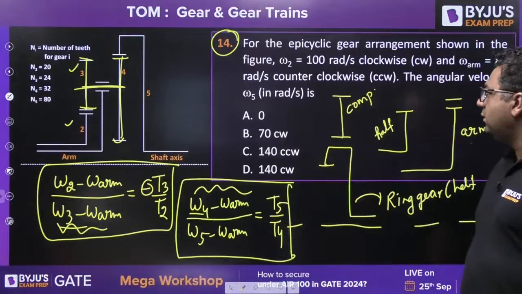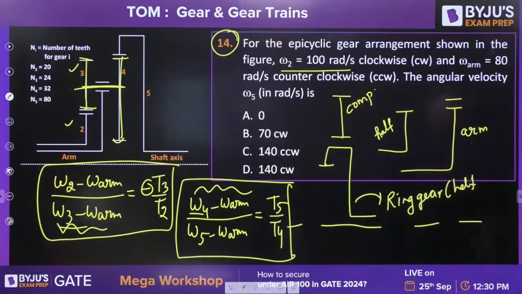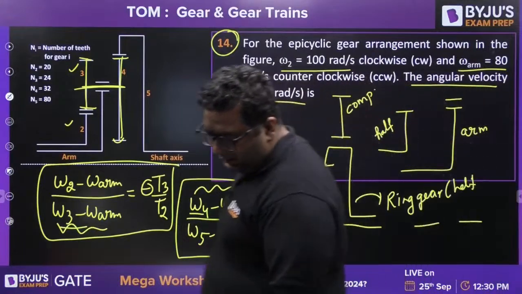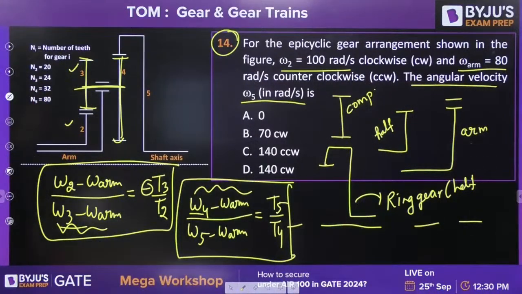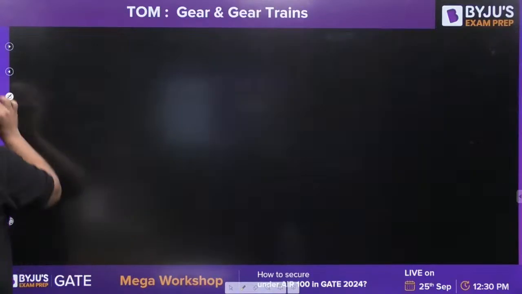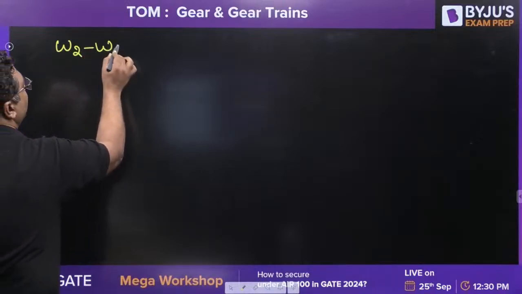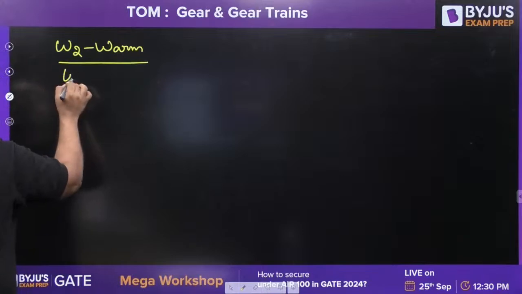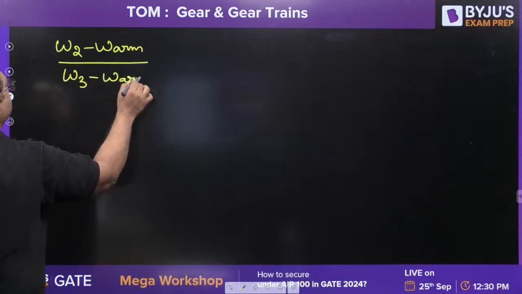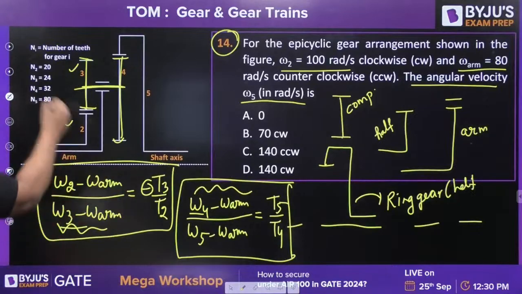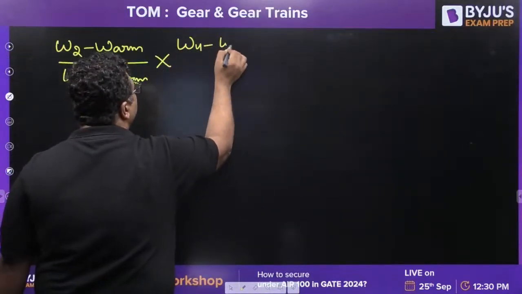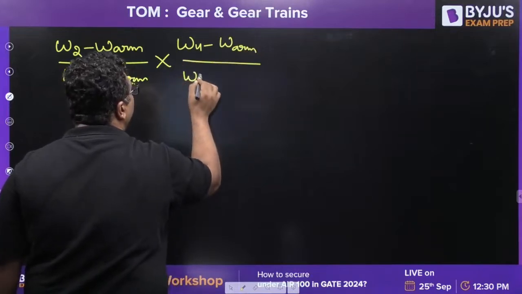Solve it. Omega 2 is given, omega arm is given, angular velocity omega 5 is required. Teju is saying B. Okay, let us see. Shubham is saying C. Okay. So guys, you just need to multiply these two equations. (Omega 2 minus omega arm) by (omega 3 minus omega arm) into (omega 4 minus omega arm) by (omega 5 minus omega arm).